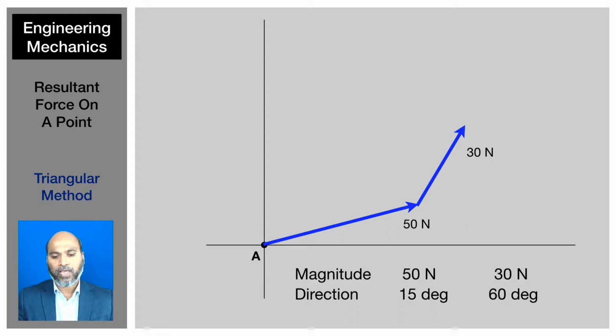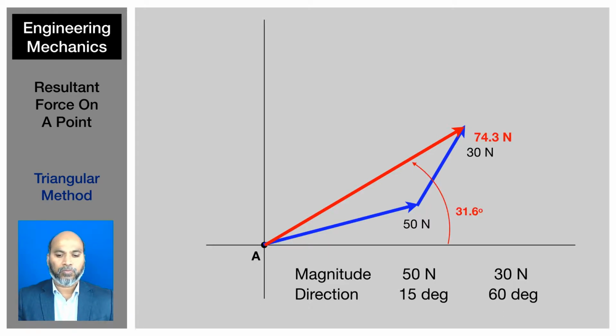Once you do that, you join the point A to the top tip of the second force and you get the resultant force, which is the same as what we have determined previously: 74.3 newtons and 31.6 degrees in angle.